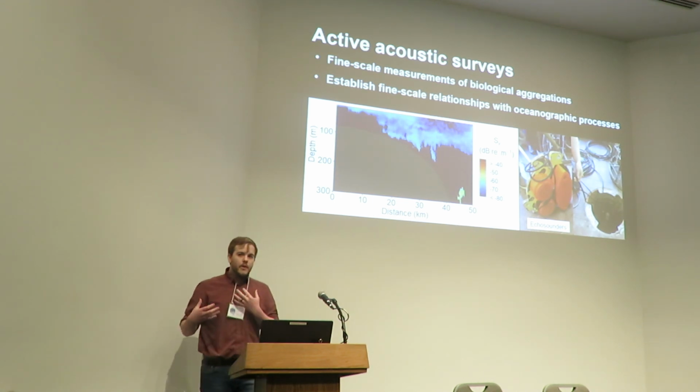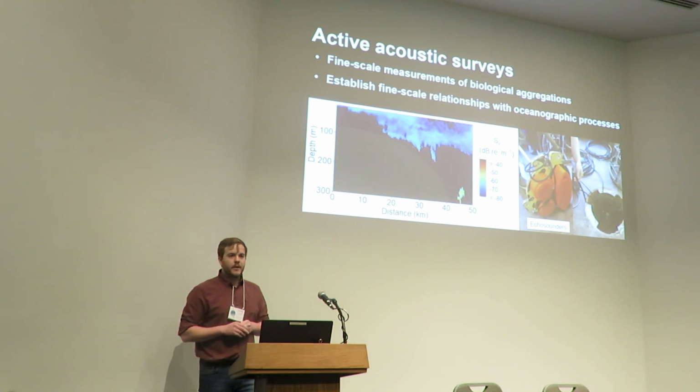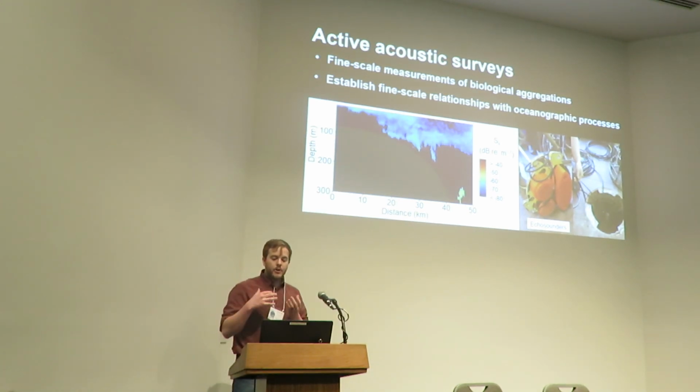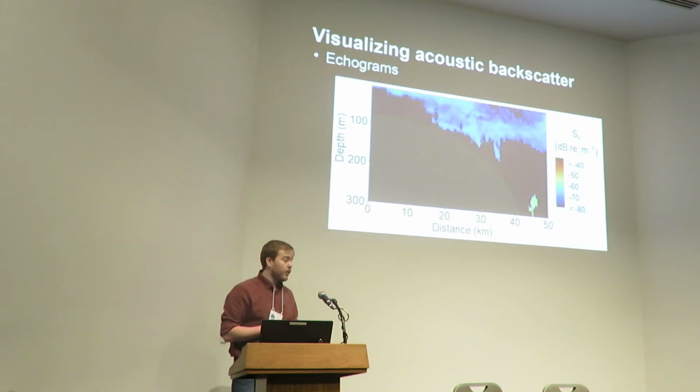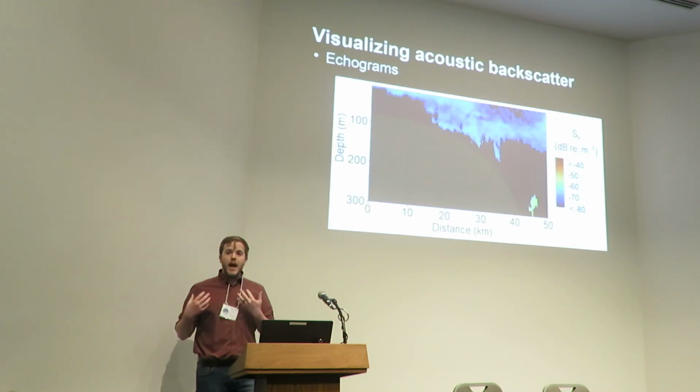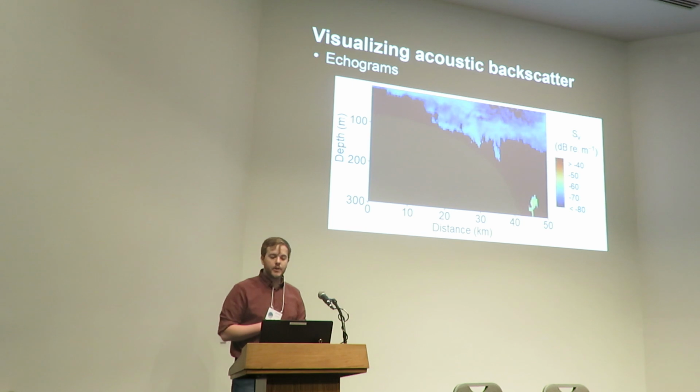So the way that we visualize and process acoustic backscatter can get very data dense and a little complicated. And so I'm going to walk everyone through what's called an echogram. This is how we primarily visualize active acoustics, and we're going to be looking at a few echograms today. So I just want to make sure that everyone is on the same page. So y-axis is depth, x-axis is our along-transect distance.